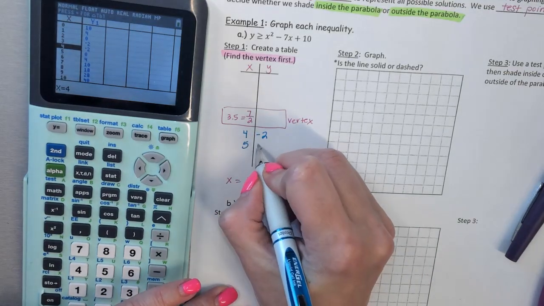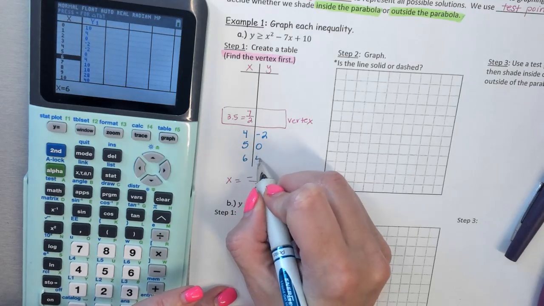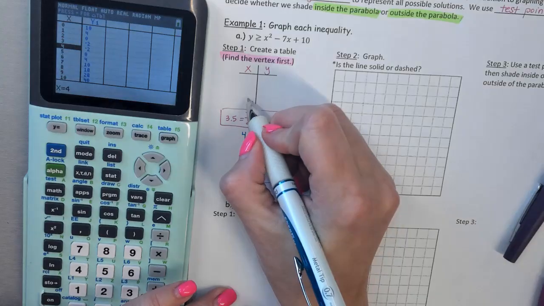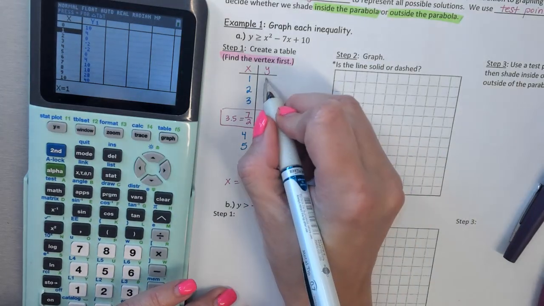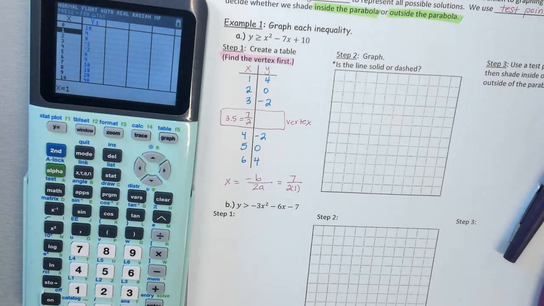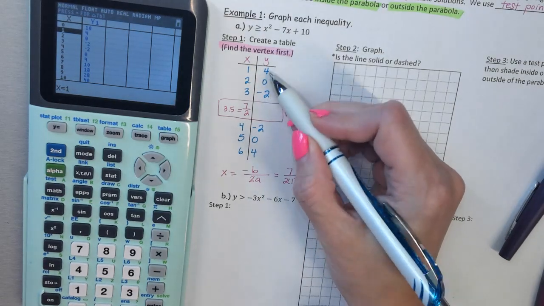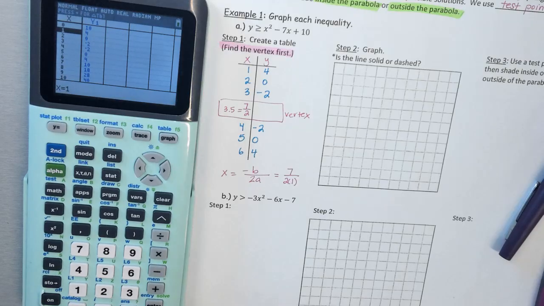At 5, I'm at 0. And let's see what happens at 6. At 6, I'm at 4. So that's going to be helpful. And then on the other side, I'm going to go 3, 2, 1 and see what happens there. And I know because parabolas are symmetric that if I have 4, 0, negative 2 on this side, it's going to go negative 2, 0, 4 on the other side.